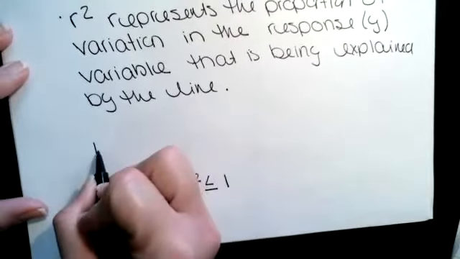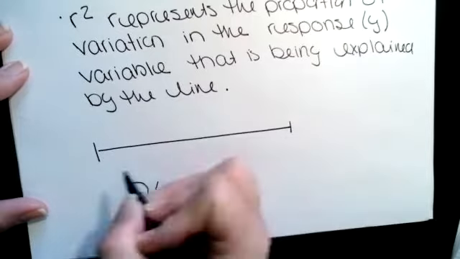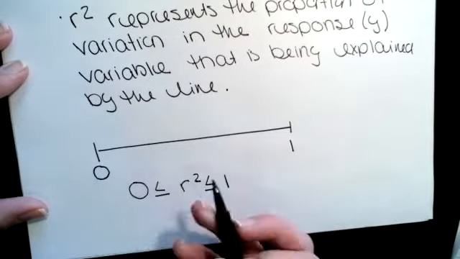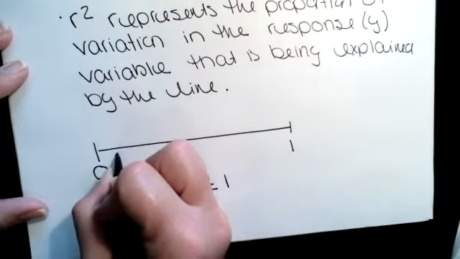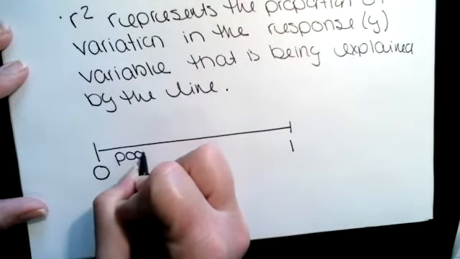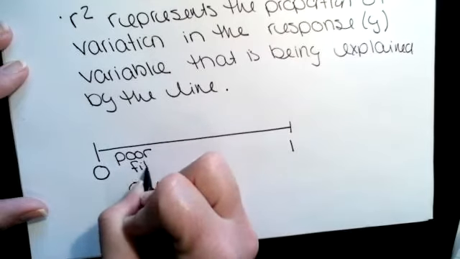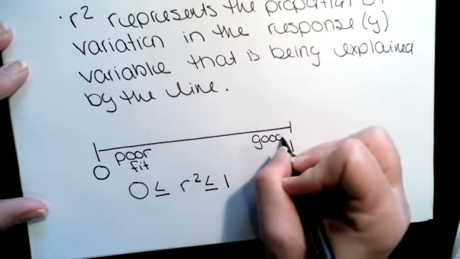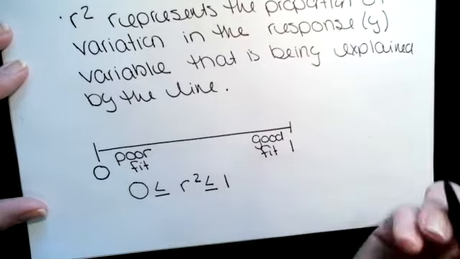So just to give you a little scale of what's going on, if 0 is over here on the left and 1 is on the right, as we get closer to 0, and I hope this makes sense to us, we have a poor fit of our line. And over here to the right, we have a good fit. Now, this should make sense, right?